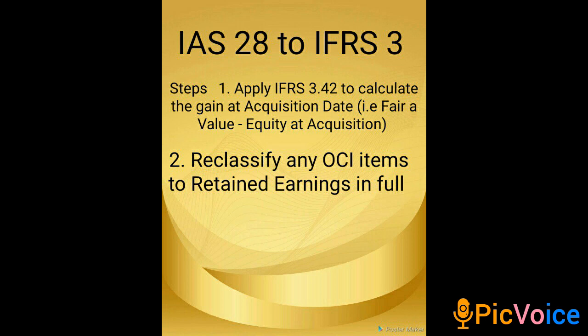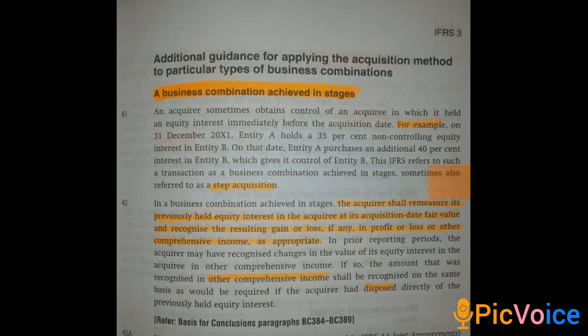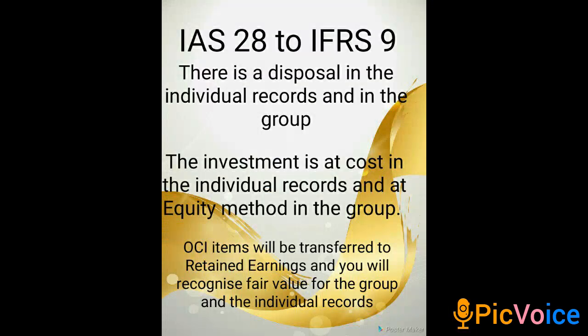Now, same as the first one, you will then reclassify any OCI items to retained earnings in full. Now, I just included paragraph 42. And the last one is when there is a disposal of the associate to IFRS 9.